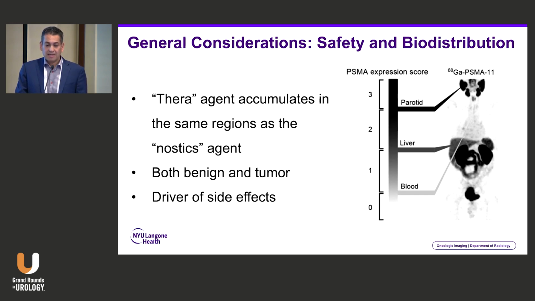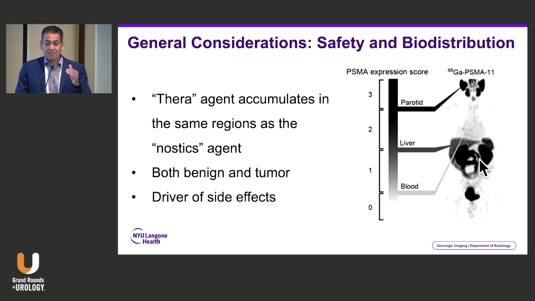The problem is that the agent will not just accumulate at the sites of tumor and metastasis, it's also going to accumulate at sites of physiologic distribution. And that's going to be a major driver of side effects and limitations of how much radiation you can actually give. If you could give more radiation, then there would be more cancer controlling effect, but there would be unbearable side effects. And in the case of PSMA, the physiologic distribution is, as you see on this picture, the vast majority of it is distributed between the parotid glands, so that explains the side effect of xerostomia, liver and spleen, blood pool, and also in the urinary tract and in the bowel, right?